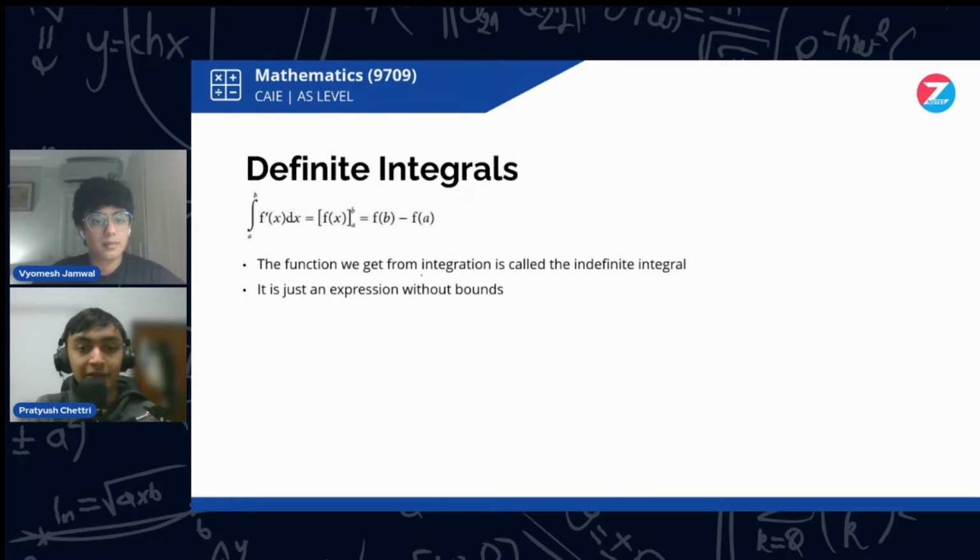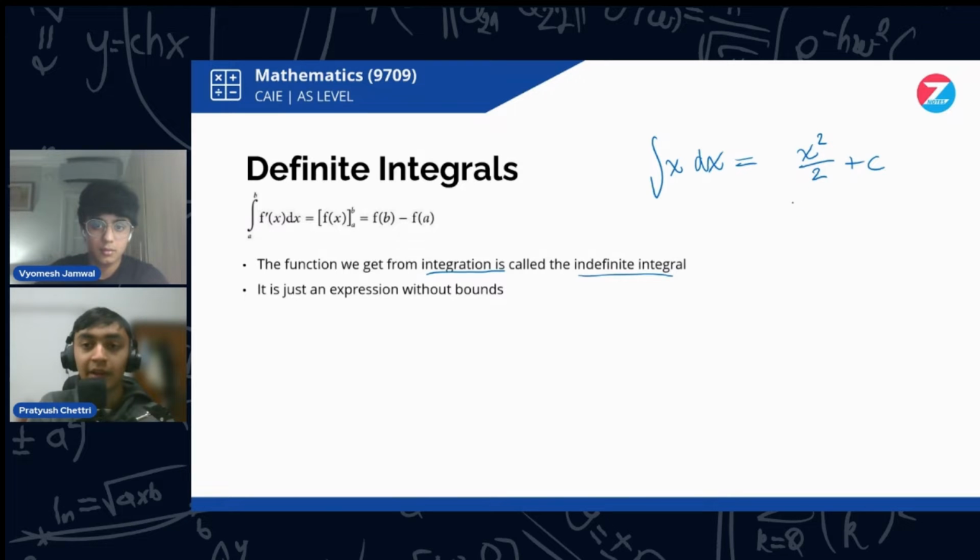A function that we get from integration is called an indefinite integral. So far we've been doing stuff like integrate x dx, and we get x squared by 2 plus c. And this is like a function. It's just an expression, right? You put it on the Cartesian plane, just make some sort of curve or line, and it has no bounds. Like it'll just keep going.